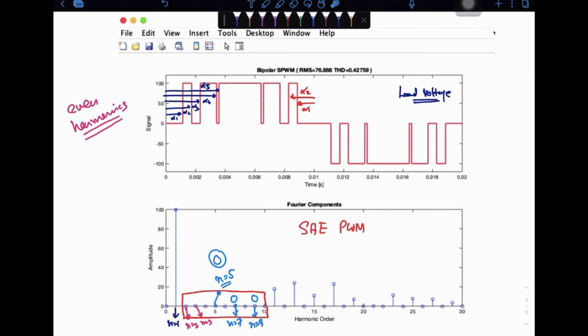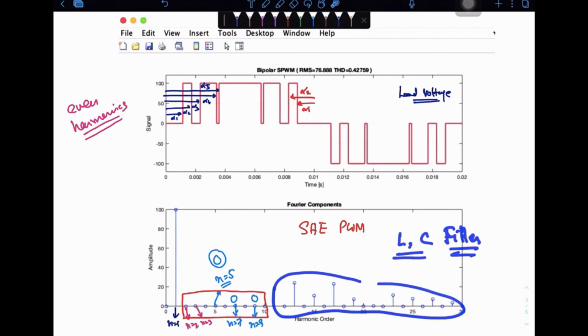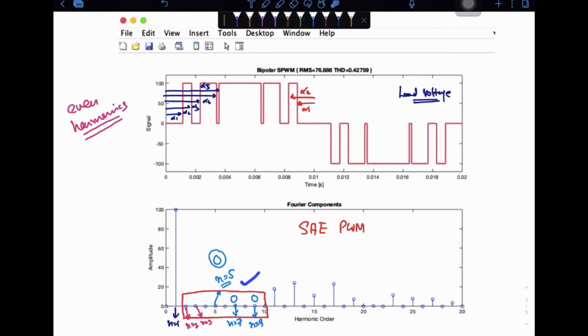And what is the advantage of cancelling these lower order harmonics? Higher order harmonics require a reduced filter size. The inductor size and the capacitor size in the filter are reduced because of the high frequency. So the low frequency harmonics, which require a large inductor and capacitor, are eliminated, so we can easily filter the output voltage waveform of the inverter.